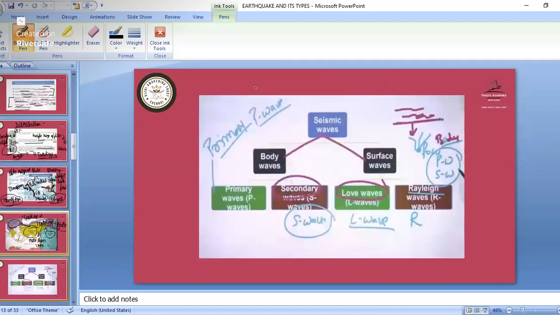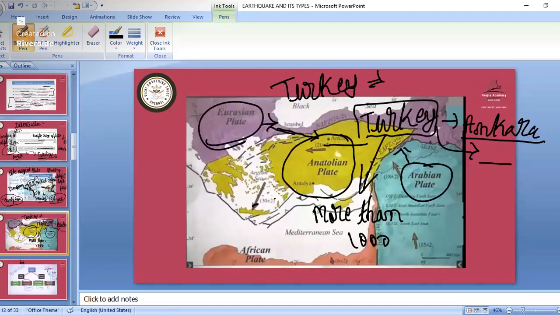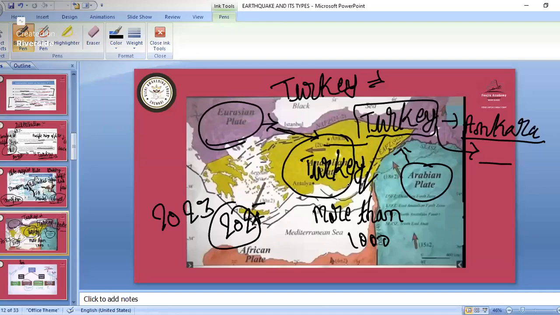Now we'll come to this slide. Are you asking about this slide? Yes, sir. Okay, so tell me, what do you want to ask in this part? That more than 1,000 died, did it happen in Turkey? No, it happened in Turkey. You all would have heard the recent news in 2023 or the starting of 2024. In Turkey, we had these earthquakes.